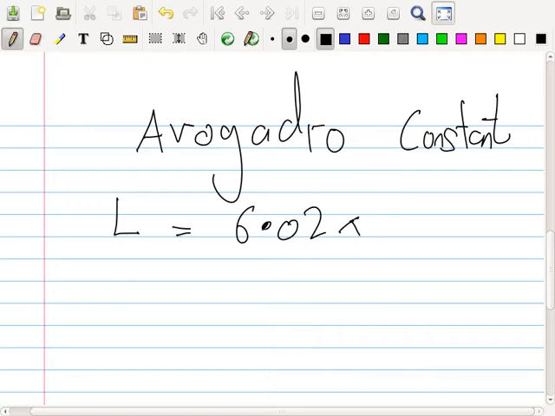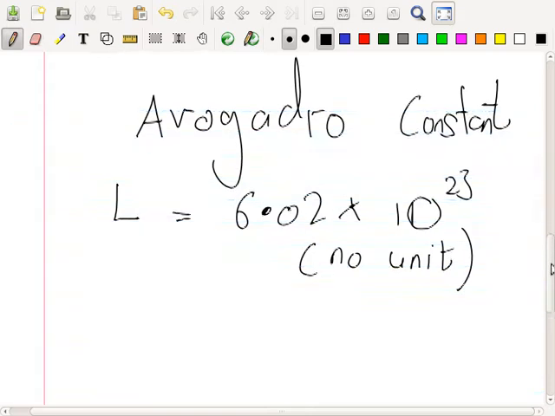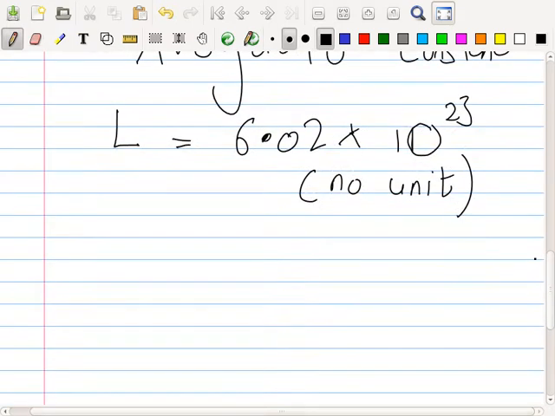10 to the power of 23. And what's the unit here? No unit. It's just a number, a number of things. Now, how do you use it? By calculating. But what's the use for it? To find the number of molecules.